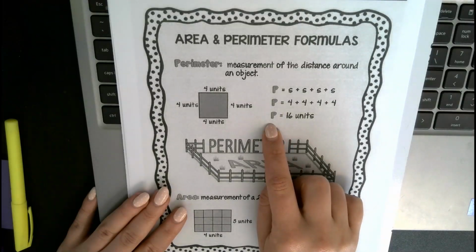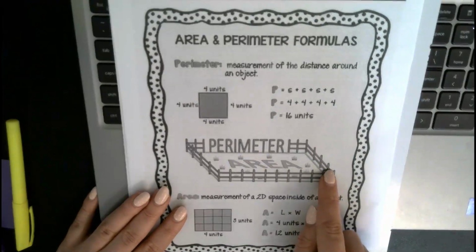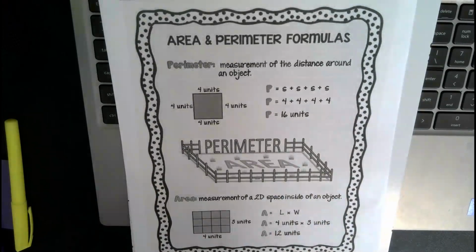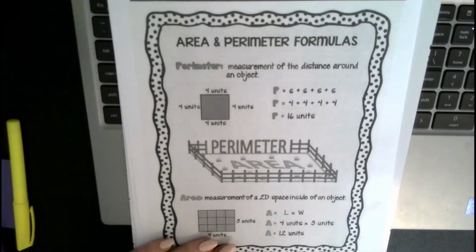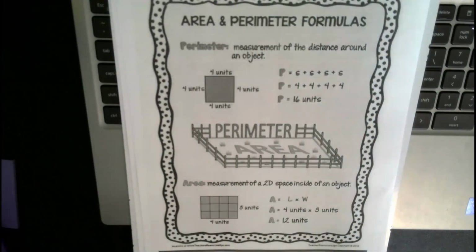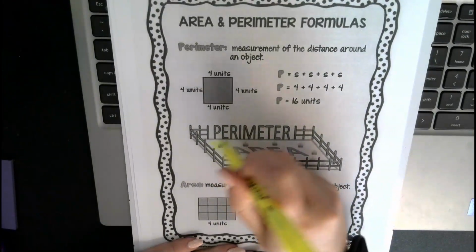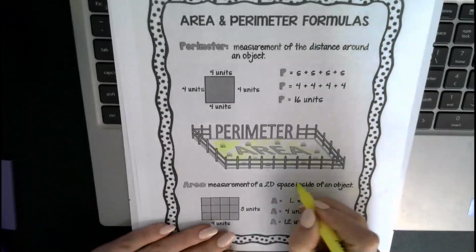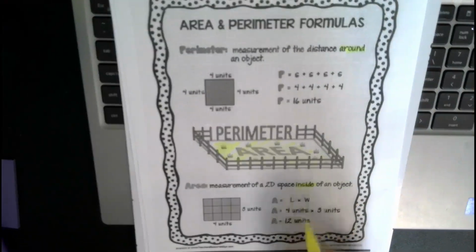What does P stand for? Perimeter, all right? In perimeter, we count the fence, right? Perimeter is the playground fence. The area, however, is what we're going to introduce today. Area is the inside of that shape, okay? We're inside. Perimeter, outside. Area, inside, okay?